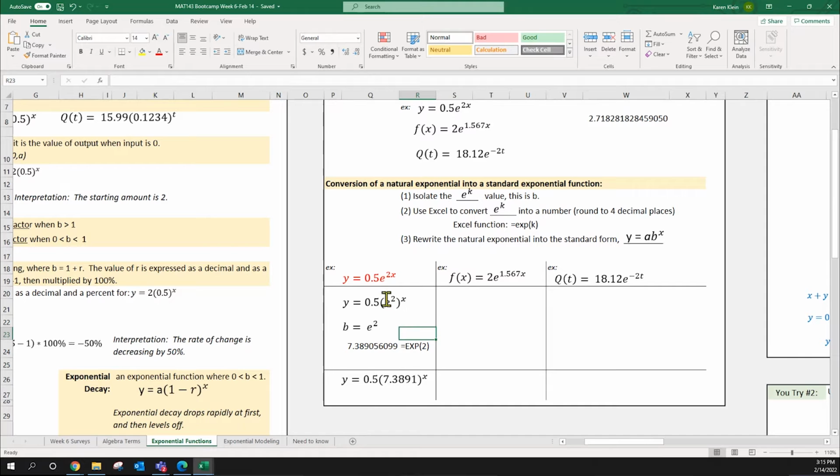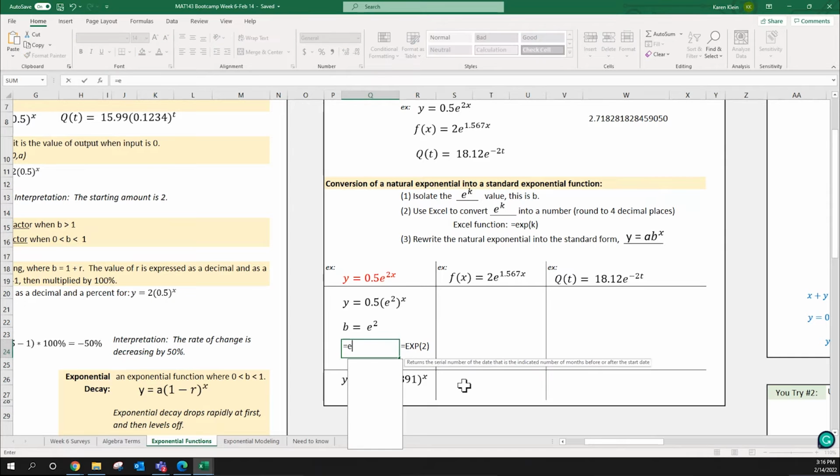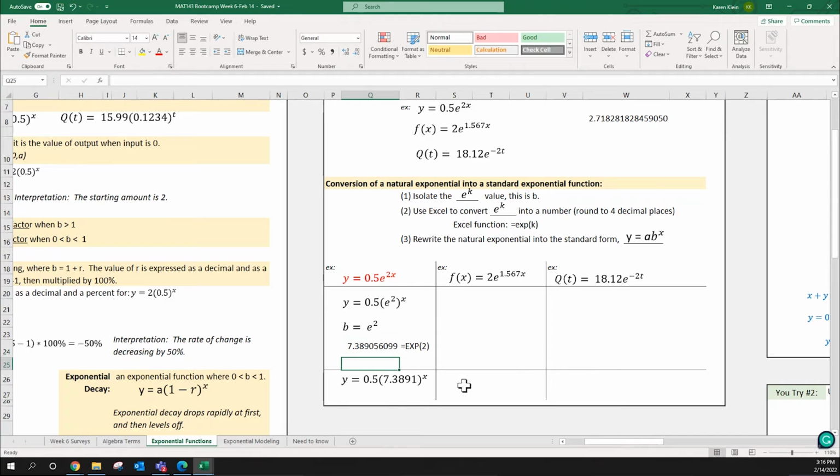Now, I'm not expecting you to know exactly what this is at the very beginning. This will be a growth because the exponent is positive, but you may not know that right now, and that's okay. So we can assign e squared to b. Now to calculate the value of this b, I typed out the formula over to the side. I just typed in exp, that's my exponent, and my power is 2, and I hit enter. And that gives me the value of your b.